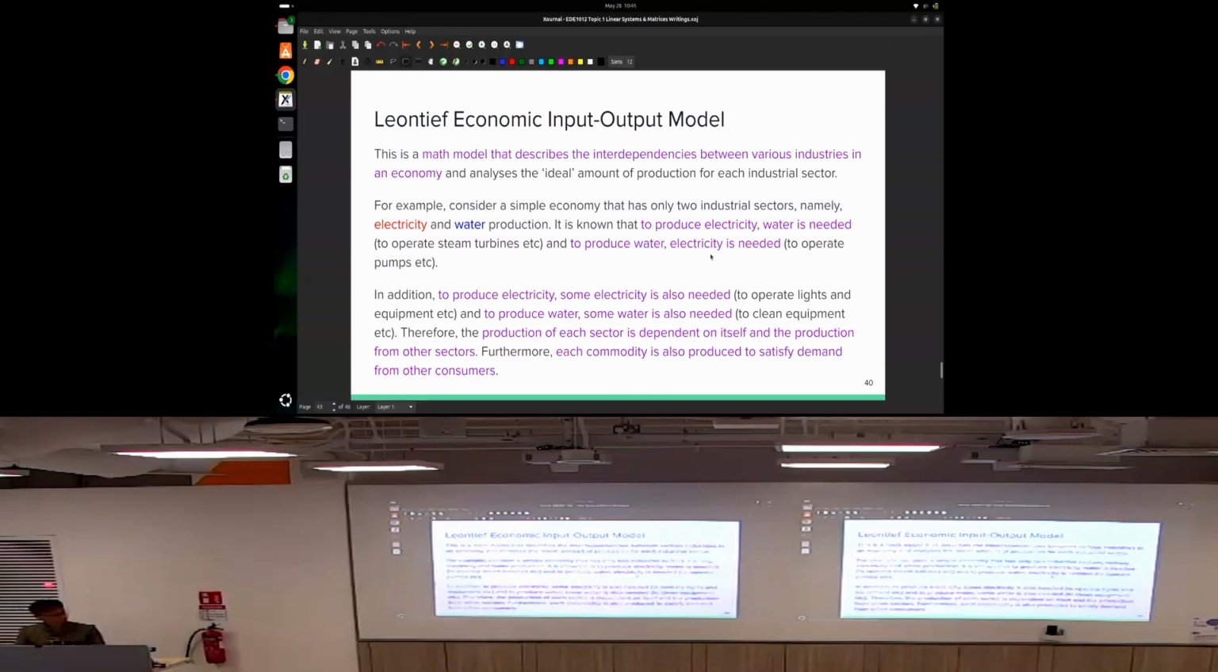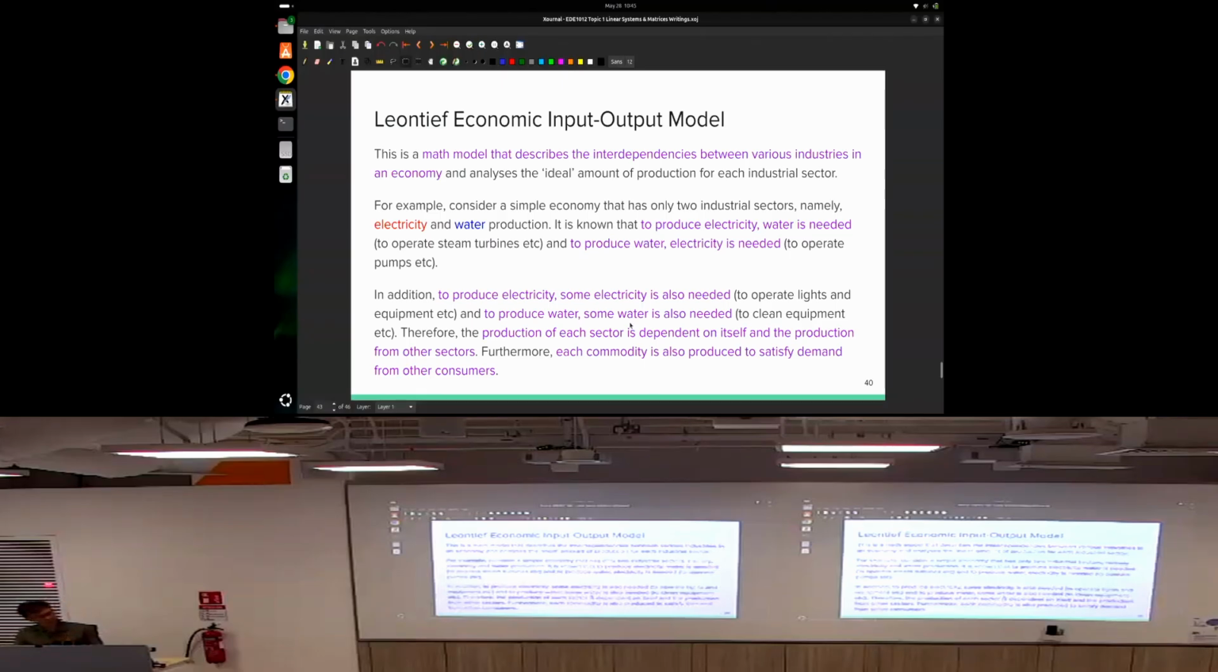But not only that, you can see that electricity and water production are interdependent. But not only that, to produce electricity, some electricity is also needed because you need to operate your lights and equipment at the electricity plant. And to produce water, some water is also needed, for example, to clean equipment.